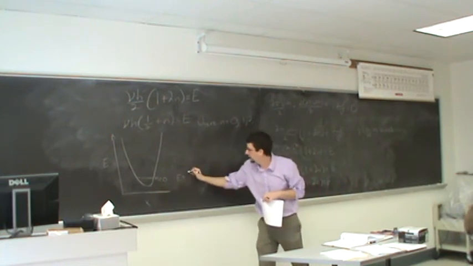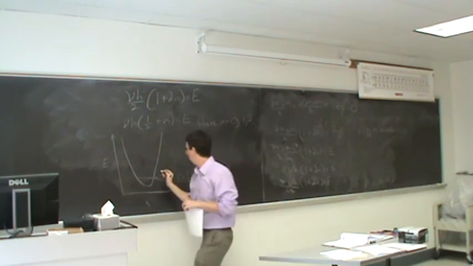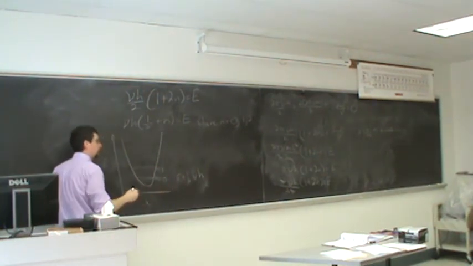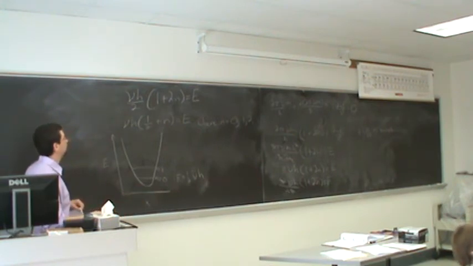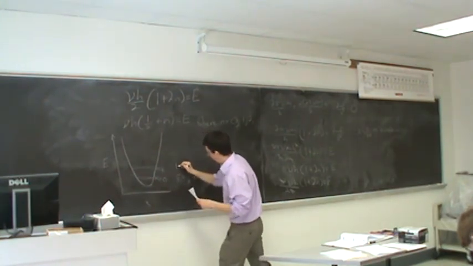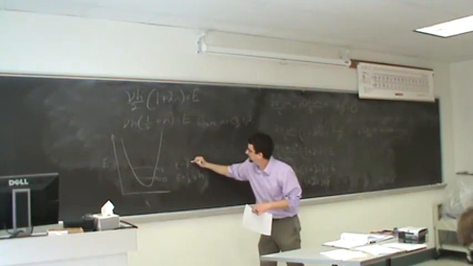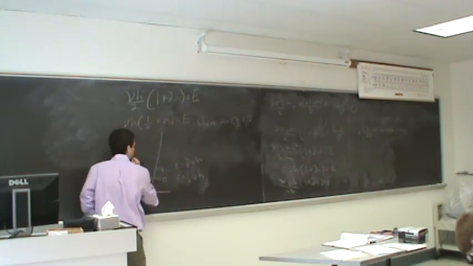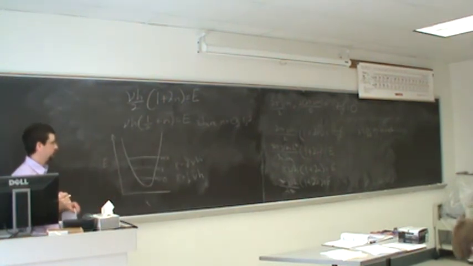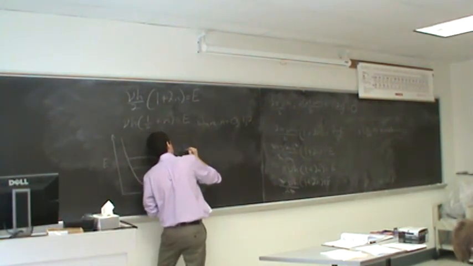1/2 nu h. Yep. Then we're going to have n equal to 1. That one, what's that going to be? 1/2 nu h, how many halves? So 3 halves nu h. What about n equal to 2? 5 halves.